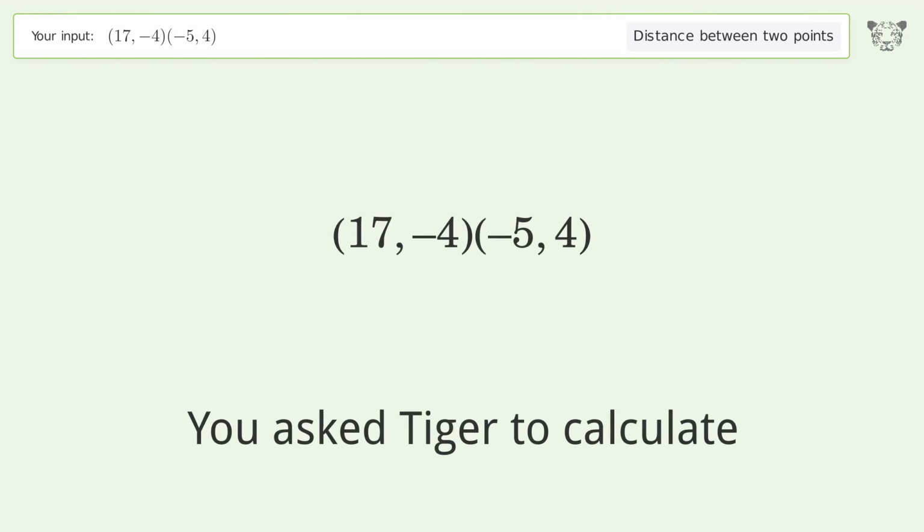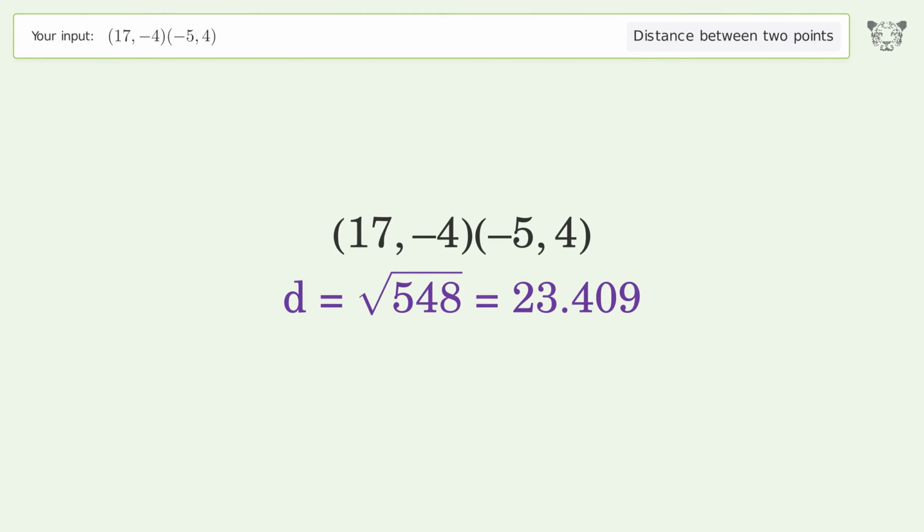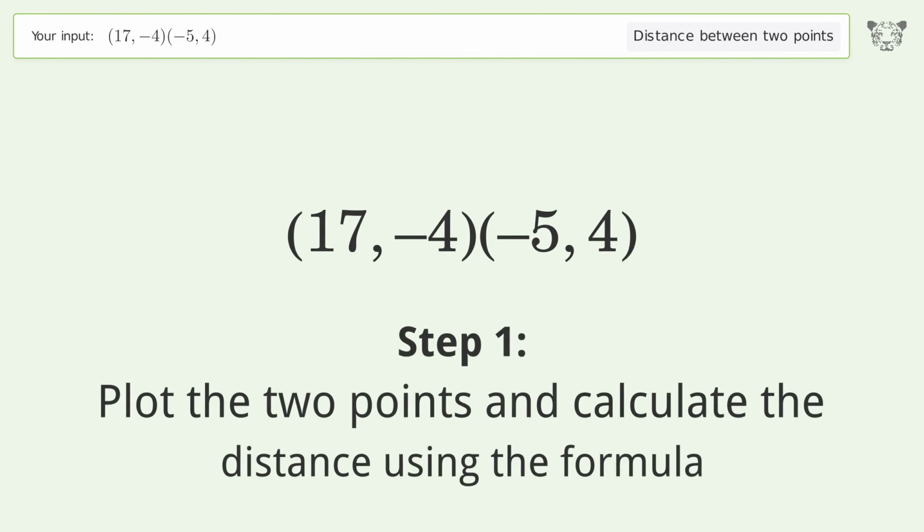You ask Tiger to calculate. This deals with the distance between 2 points. The distance between the 2 points is the square root of 548, or 23.409. Let's solve it step by step. Plot the 2 points and calculate the distance using the formula.